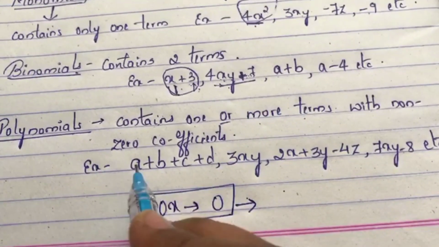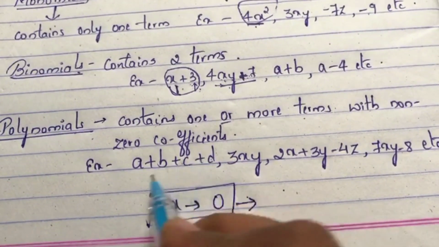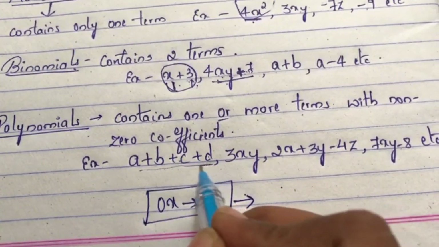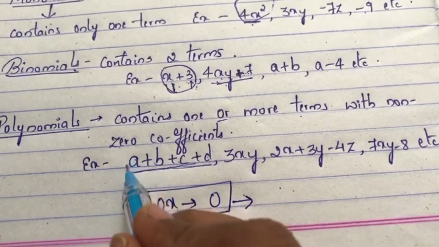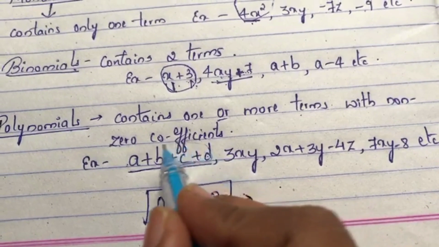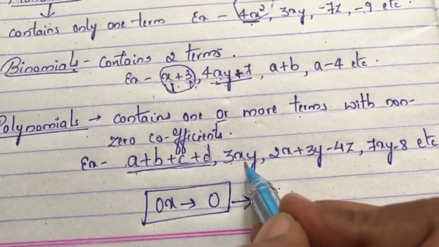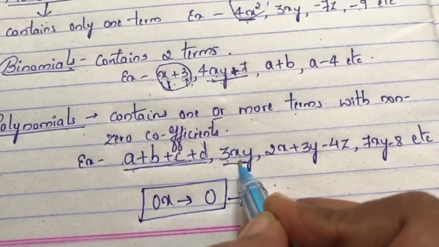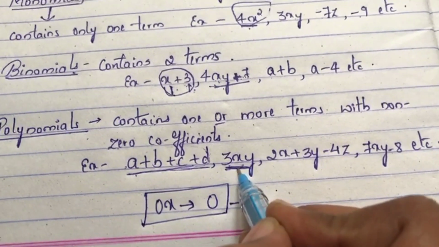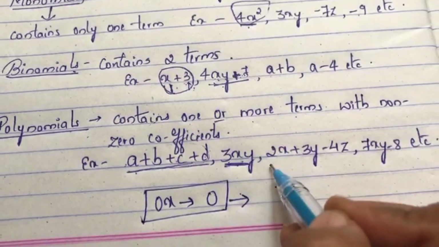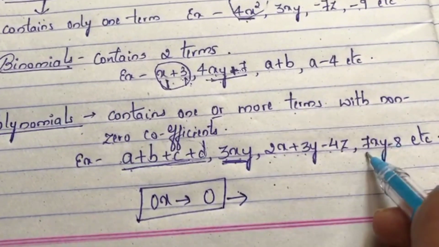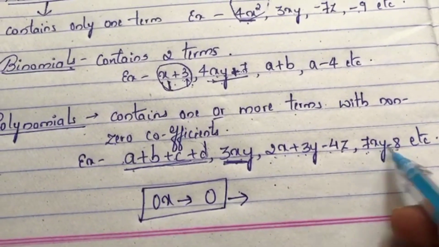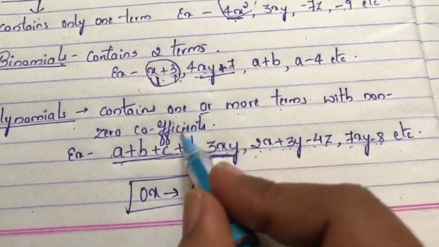It may be a plus b plus c plus d. Here you can see that each variable has a coefficient 1. Therefore, it forms a polynomial. Here 3xy we can also call a monomial or a polynomial. Then 2x plus 3y minus 4z and 7xy minus 8 are known as polynomials.